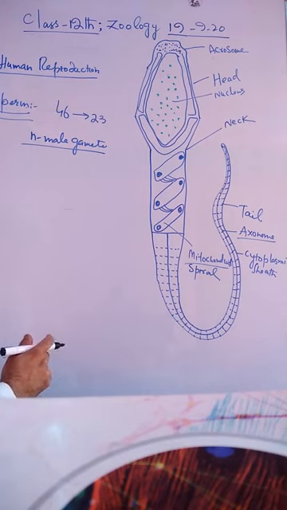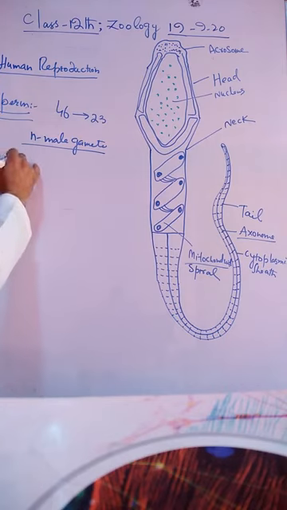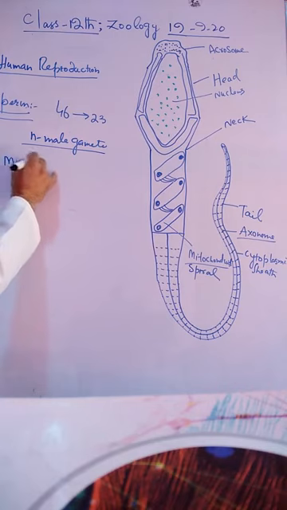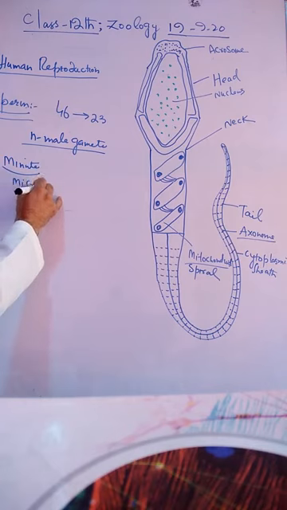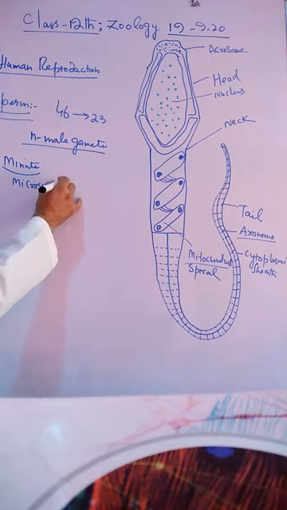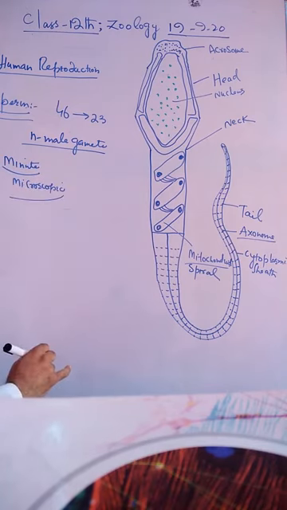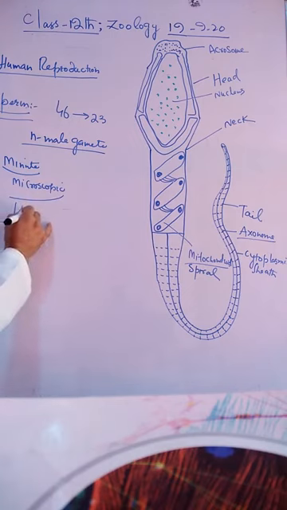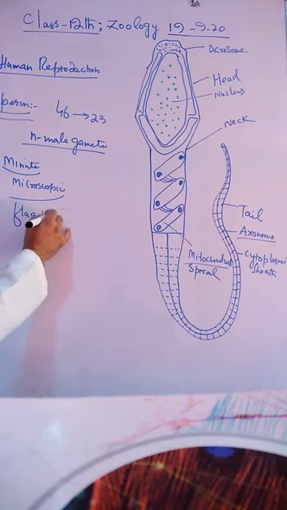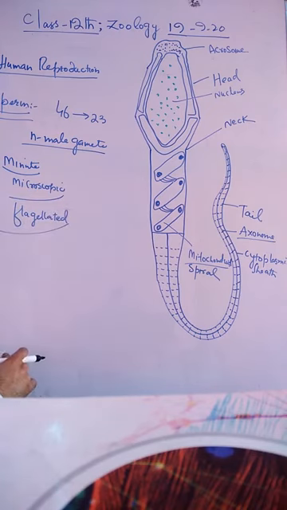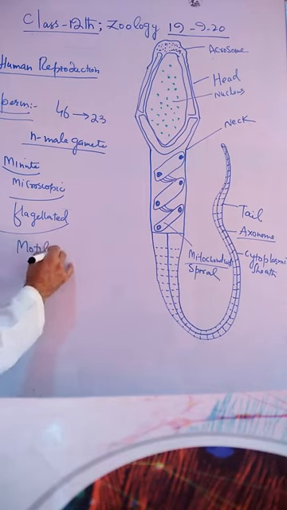A mammalian sperm is minute. It is microscopic in structure, that is, it cannot be seen with the naked eye. It is flagellated and motile, that is, it moves by itself.